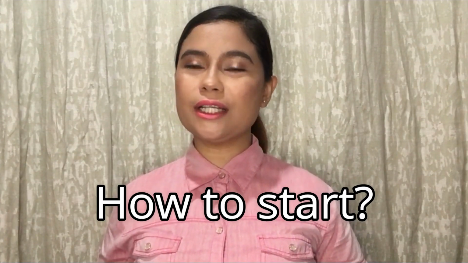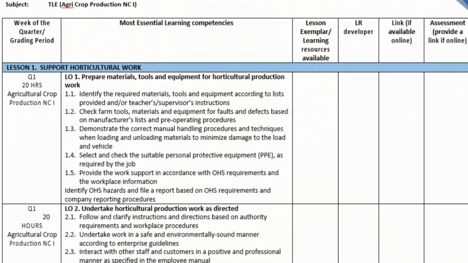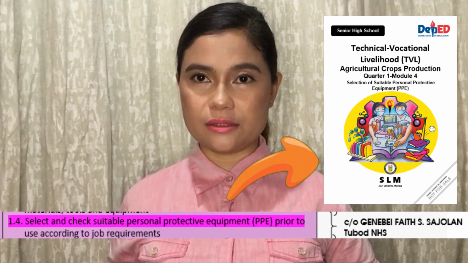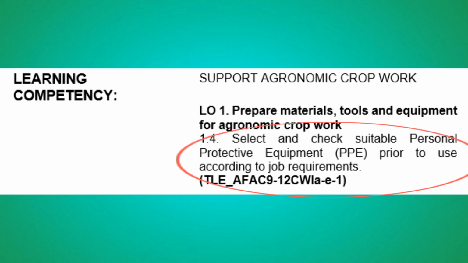Look for the most essential learning competencies, or MELCs, in this case, for grade 10 in agri-crops production. Every most essential learning competency is equivalent to one module. In my case, I was assigned to write for Quarter 1, Learning Competency 1.4, which is equivalent to Module 4 with the MELC 1.4. Select and check suitable personal protective equipment, or PPE, prior to use according to job requirements.